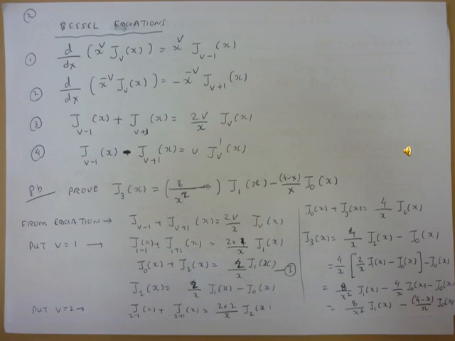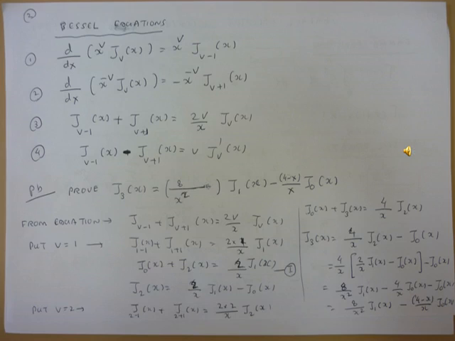And now J v minus 1 h plus J v plus 1 h equals 2v by h J v h. J0 is ready. Now J2 minus 1 h plus J2 plus 1 h equals 2 multiply 2 divided by h J2 h, so J0 h plus J3 h equals 4 by h J2 h. So J3 h equals 4 by h J2 h minus J0 h, where J2 h is 2 by h J1 h minus J0.